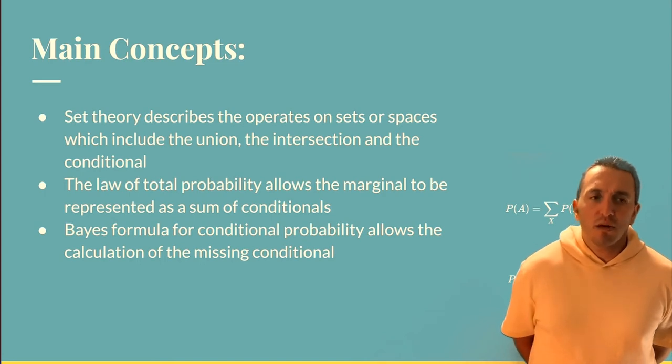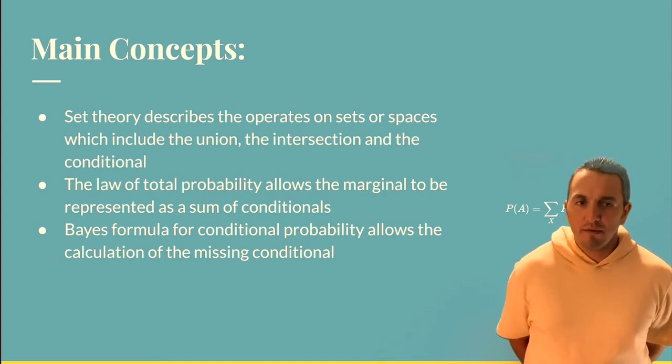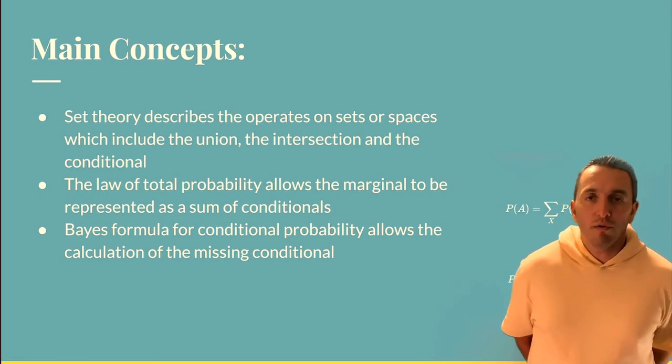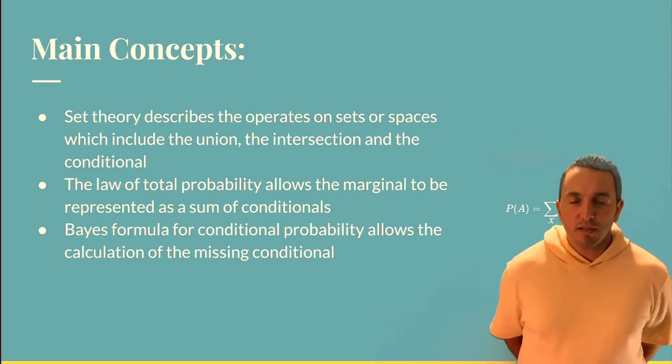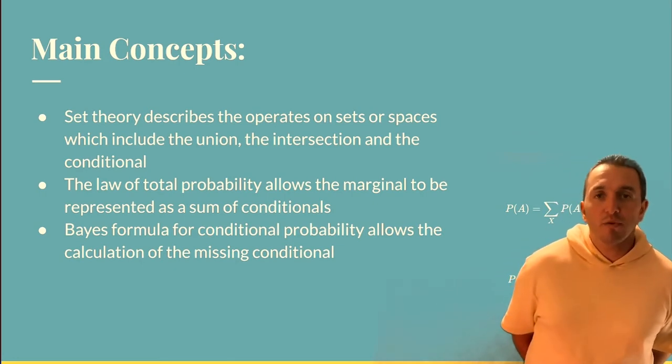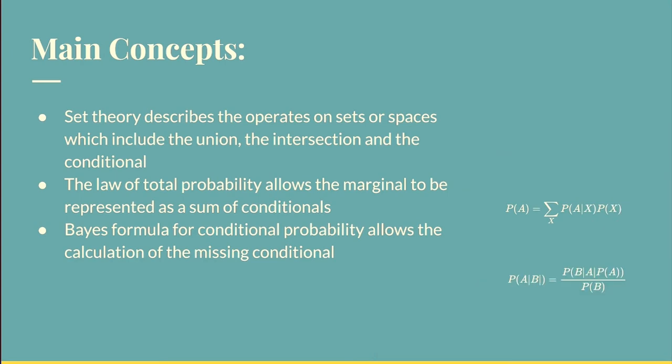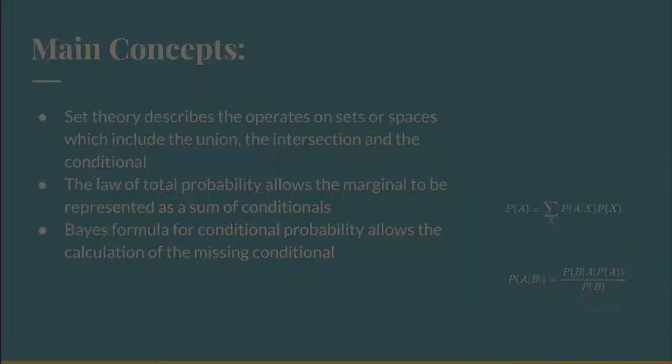So the formulas are the law of total probability, right, which is P of A equals the sum over P of A given X times P of X, right, for all X that are possible in the sample space. And then Bayes formula, right, which is P of A given B equals P of B given A times P of A divided by P of B. And of course, we know where that came from, because if we multiply the P of B back onto the other side, we know that there's a relationship between the two conditionals.